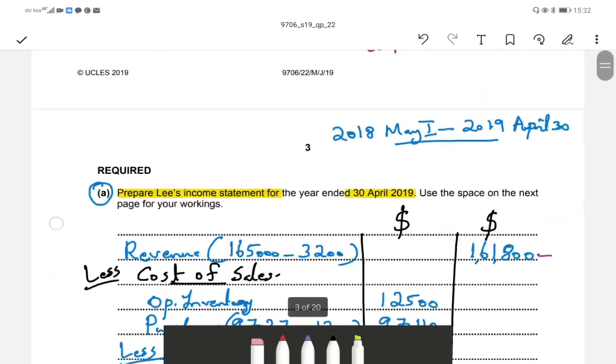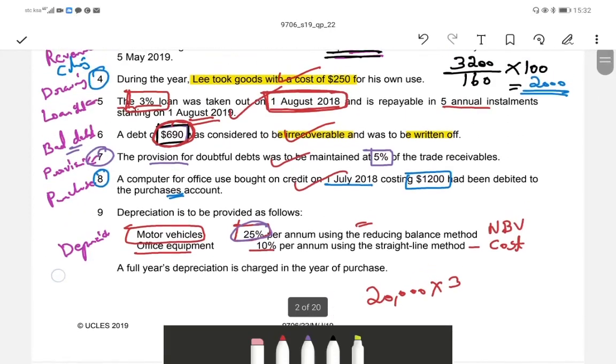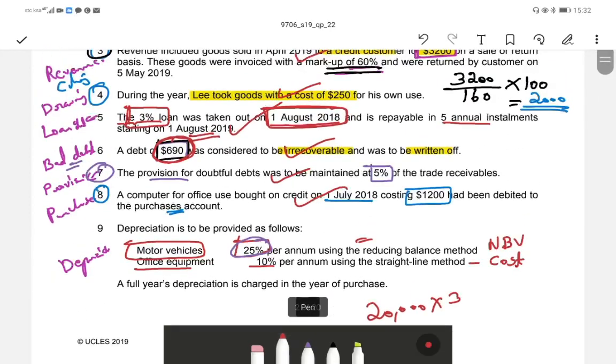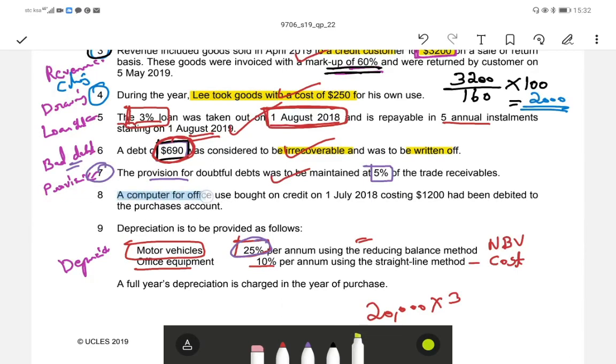Next we have office equipment. Office equipment is on the cost. But there was in adjustment, the last adjustment, adjustment 8. The adjustment 8 has given here. The computer for office use bought on credit costing 1,200 had been debited to purchase account. This we have already deducted from purchase. Why? Because this is related to office equipment. So we have to add this with the office equipment now, and then we have to calculate 10%.